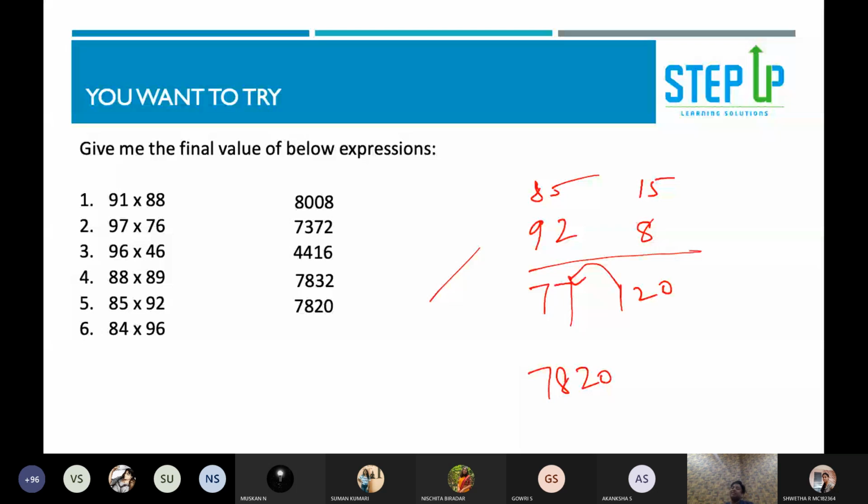So my answer will come in 3 steps only. First, find out the complement. Second, subtract the complement from the number. Third, multiply the complements. That's it. And you don't have to do multiple calculations; through a single calculation, you can get the answer right here.